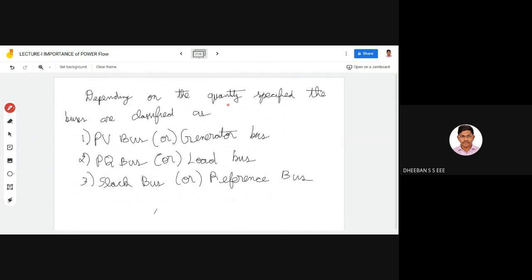So depending on the quantity specified, the buses will be classified as PV bus, PQ bus, and slack bus. We have already dealt with this. So PV bus is generally a generator bus. PQ bus is a load bus. Slack bus we will be seeing now. Slack bus is nothing but your reference bus. Based upon the reference only, you will be selecting your common base MVA and common base KV. The slack bus voltage and power will be taken as the common base MVA and common base KV.